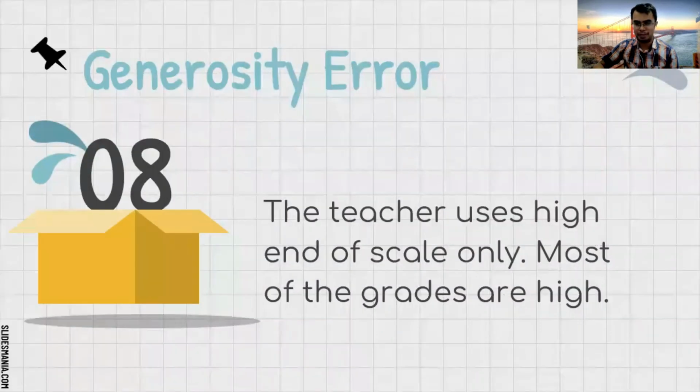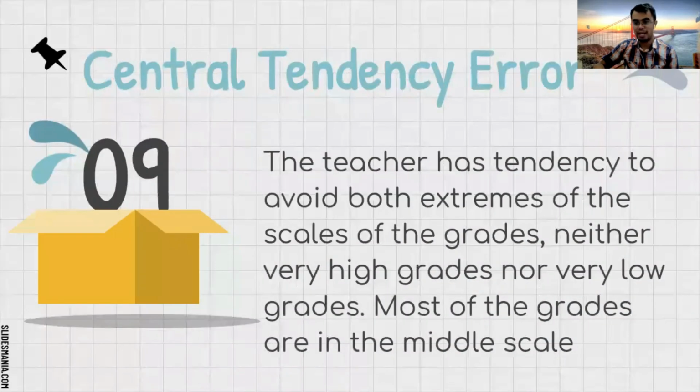Number 8, generosity error. The teacher uses the high end of the scale only. Most of the grades are high. So these are the teachers that we love the most. Number 9, central tendency error. The teacher has a tendency to avoid both extremes of the scale of grades, neither very high grades nor very low grades. Most of the grades are in the middle of the scale.